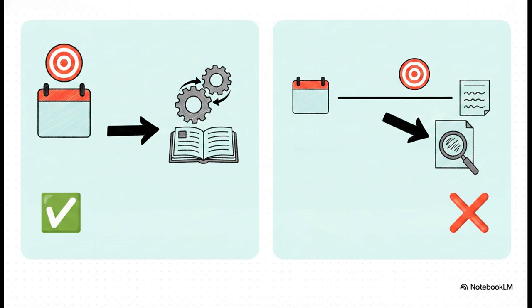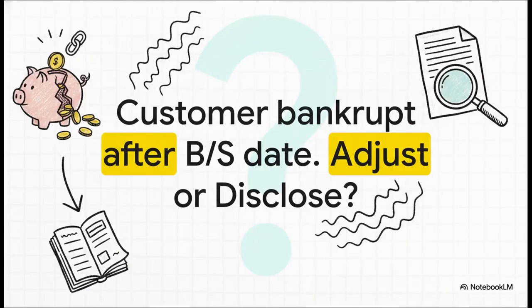So it all boils down to one simple question. When did the root cause actually exist? Was it sitting there on the balance sheet date, or is this a brand new problem? Time for a rapid-fire pop quiz to test that exact logic. Imagine a major customer is officially declared bankrupt shortly after your balance sheet date.